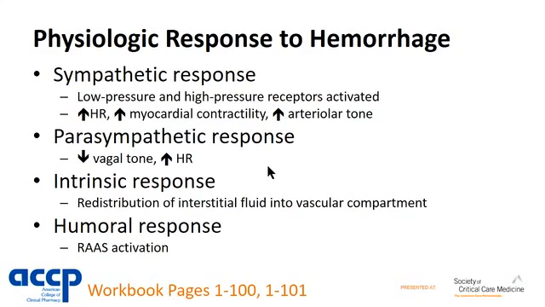There's also, at the same time, an intrinsic response which develops over the course of the next few hours to days even, where there's a redistribution of fluid into the vascular compartment, and then also a humoral response with the activation of the renin-angiotensin-aldosterone system.